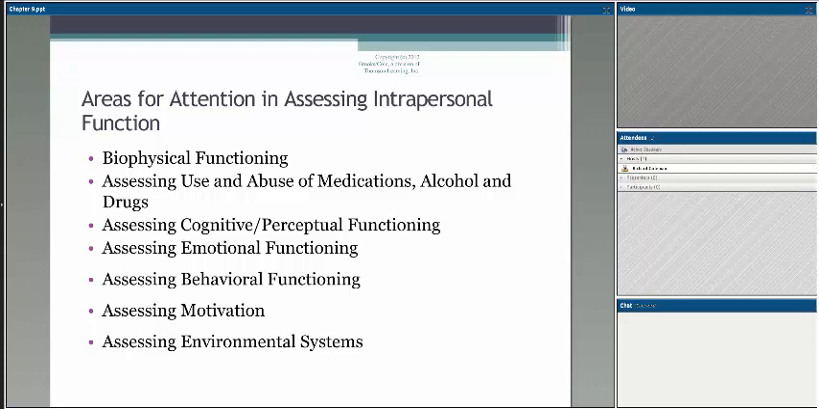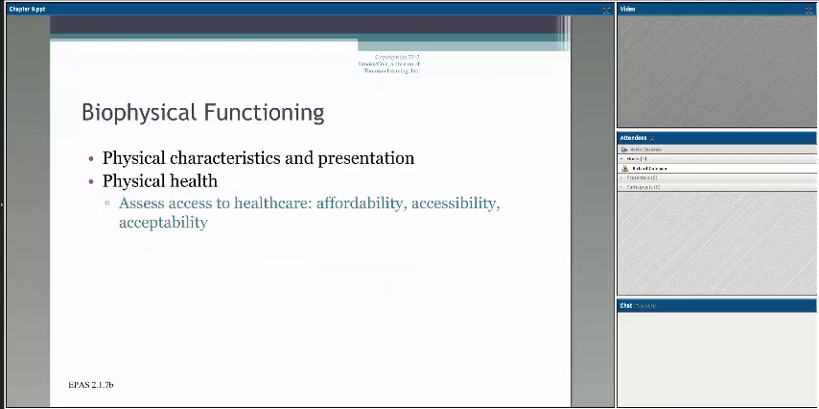So, looking at things like client judgment, reality testing, coherence, assessing for thought disorders, looking at emotional functioning in terms of the affect. So, are we looking at depression? Are we looking at bipolar? Are we looking at a range of emotions that's appropriate in terms of people's ability to function? Behavioral functioning. Are folks impulsive? Are folks deliberate? Do they act in excess? Are they violent? Looking at what some of the motivations are, and also paying attention to the environmental systems that are at play in terms of what families are needing.